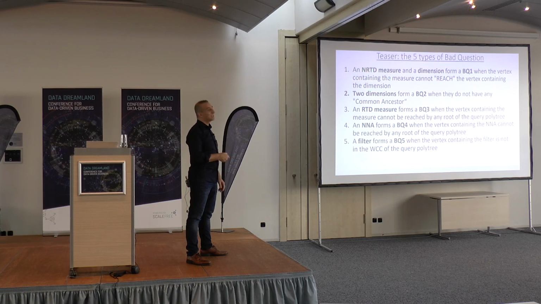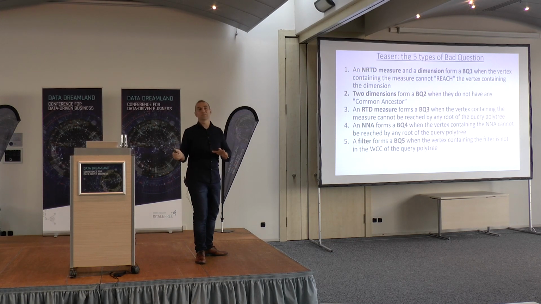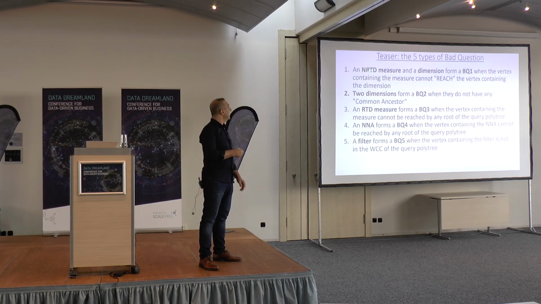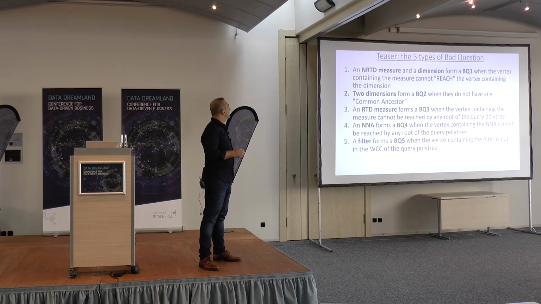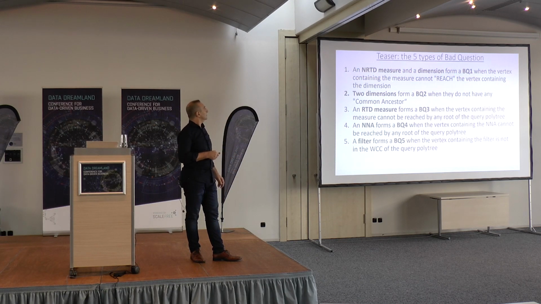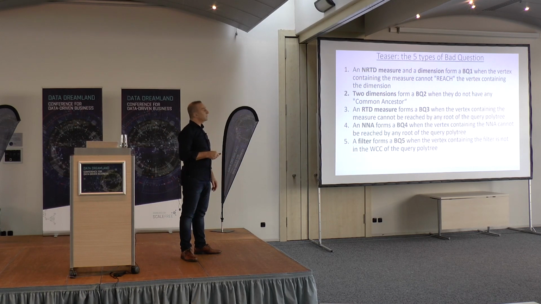Okay, so an NRTD measure, like sum of sales amount. NRTD means non-resilient to duplicates. Sum of sales amount is not resilient to duplicates. You duplicate it, your report is wrong. An NRTD measure and a dimension form a bad question of type 1 when the vertex containing the measure cannot reach the vertex containing the dimension. This we know.